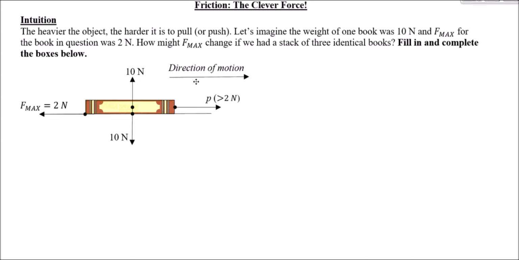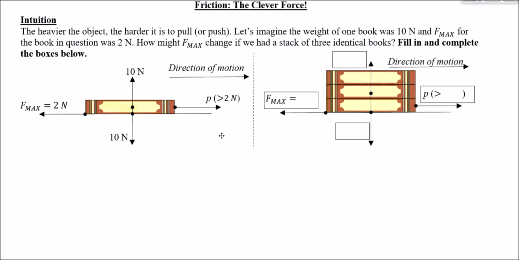So based off that, what might the situation look like if we had 3 books? This is what I want you to have a good guess at filling in. So freeze the video now if you want to, or just watch and follow my logic as best as I try to explain it.